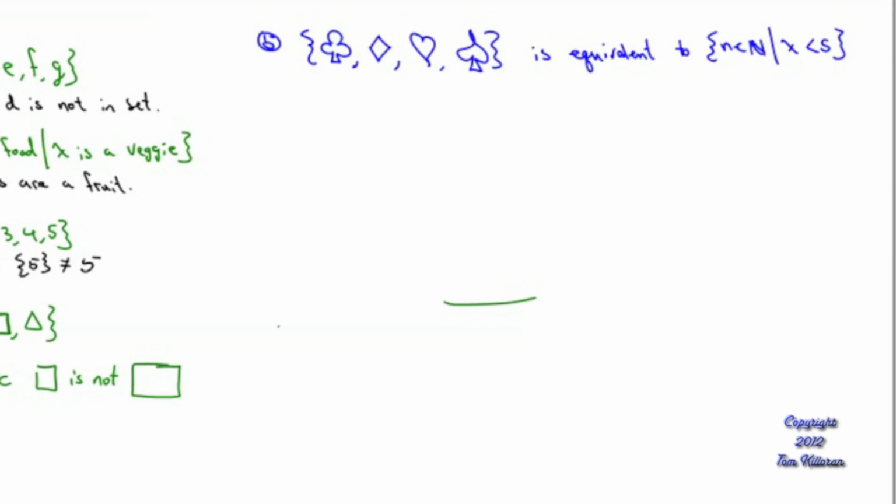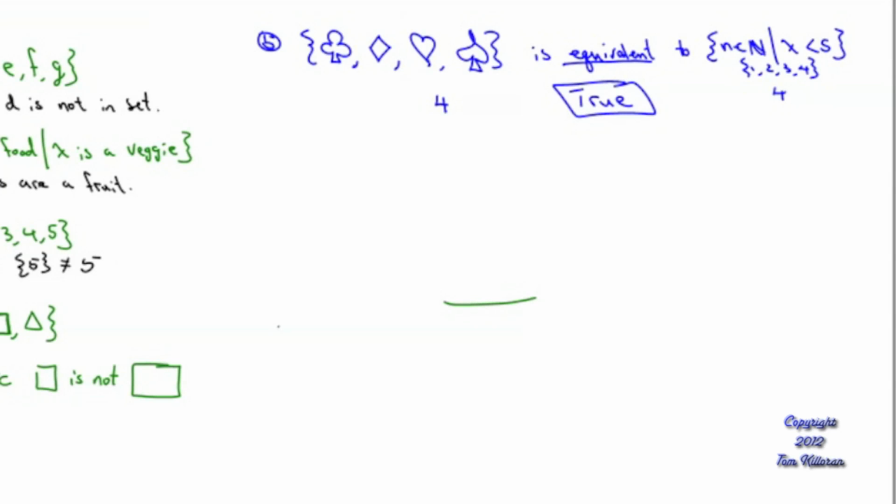This set, whatever it is, is equivalent to this set, 1, 2, 3, 4. And that's supposed to be true. Now, what is equivalent looking for? The cardinal number, the number of elements. The number of elements over here is 4, the suits of a deck of cards. Over here, we're talking about the natural numbers less than 5, which would be 1, 2, 3, and 4, strictly less than 5, so 5 is not part of it. How many elements are over here? 4. Because they have exactly the same number of elements, this is true.